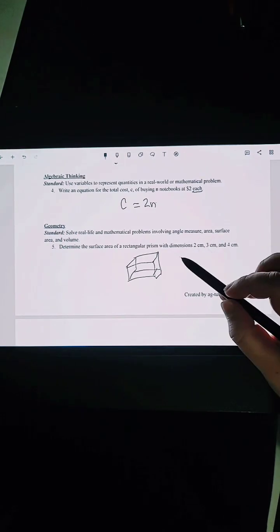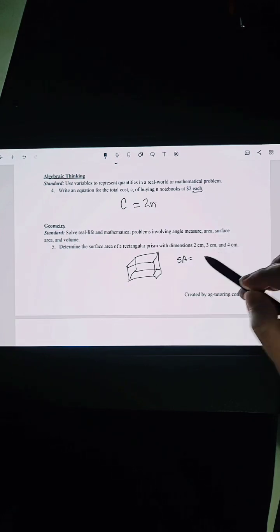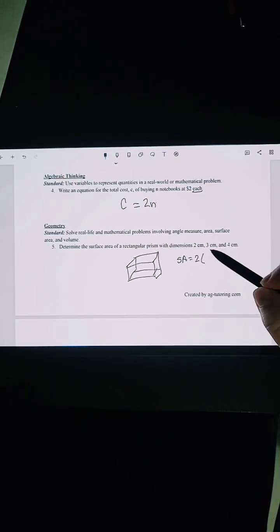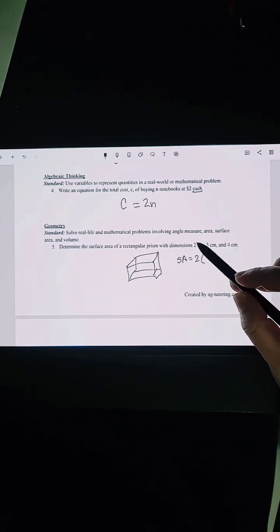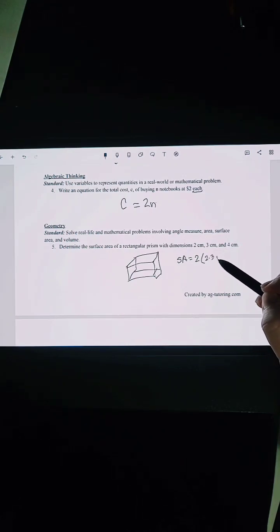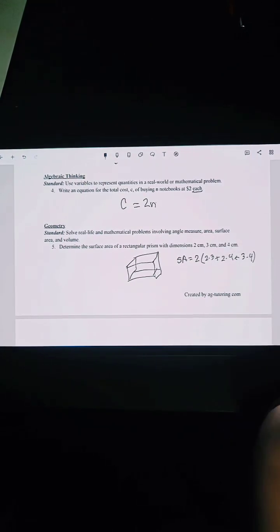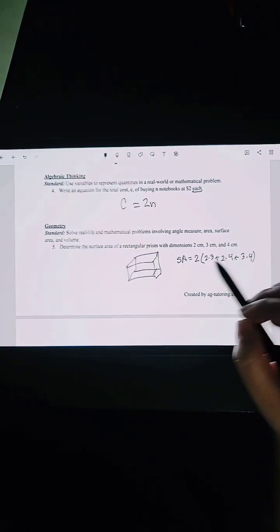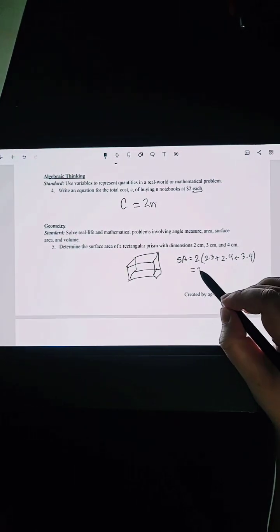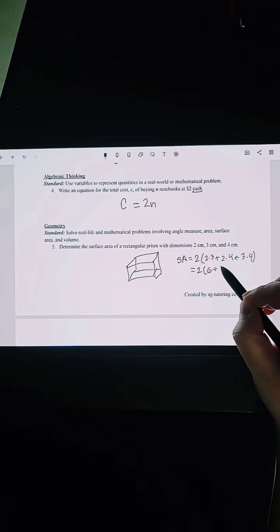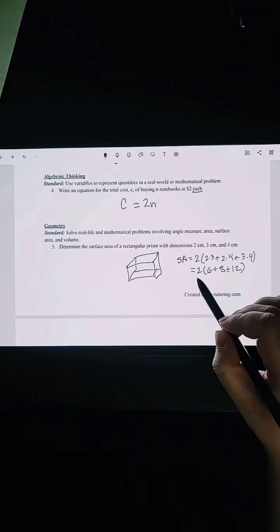Or you can memorize that the surface area for a rectangular prism is going to be equal to 2 times, and then each of the different numbers times each other and all added up. What I mean by that is 2 times 3 plus 2 times 4 plus, and then the only one left that you haven't multiplied together are 3 and 4, 3 times 4. So you can remember that formula, or like I said, just add up the area of each side. So then it would be 2 times 6 plus 8 plus 12.